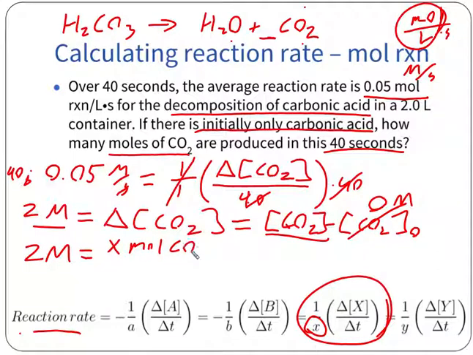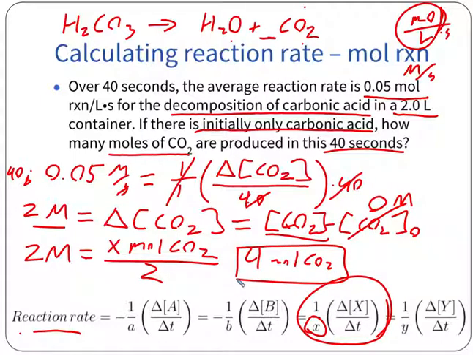So x moles CO2 over the volume, which is going to be, in this case, what does it say the volume is? 2-liter container. So over 2. So multiply the 2 times both sides. That turns out to be 4. So that means we get 4 moles of CO2 are going to be produced at the end right there. And so after that 40 seconds, we should have 4 moles of CO2.